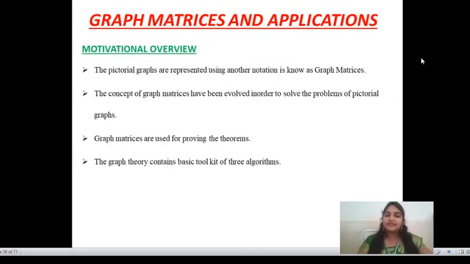Graph theory contains a basic toolkit of three algorithms. One is multiplication, like matrix multiplication. The second one is the partitioning algorithm, and the third is the matrix determinant. These are the three graph theory toolkit algorithms used to perform graph matrices in software testing. If there are any mathematical calculations or theorems to be proved, in that case we go for graph matrices in software testing, based on the three algorithms: determinant, partitioning, and matrix multiplication. So this is about the graph matrices.